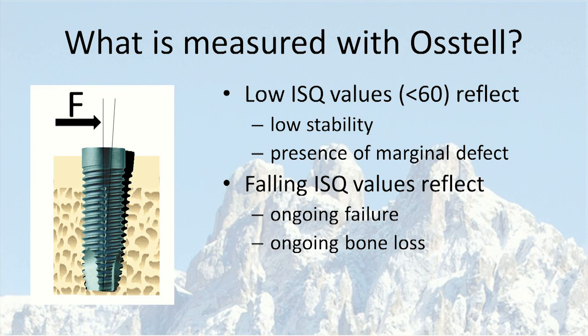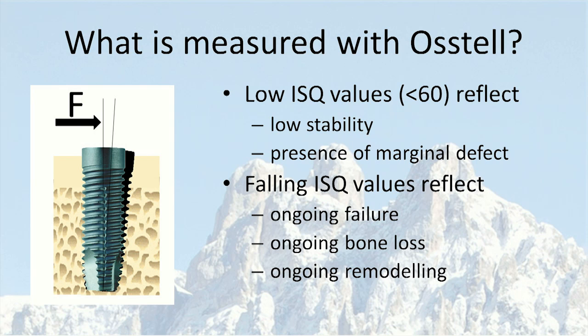It could also be a sign of ongoing bone loss, since there is a geometrical relation between the distance from the top of the smart peg to the first bone contact. And in cases where we start with very high stability, let's say 80, 85 ISQ, we can see a decrease due to ongoing remodeling, but then there will be a flatten out effect around 70, 75. That is not an ongoing failure. So I think all these factors will be discussed by the coming presenters.